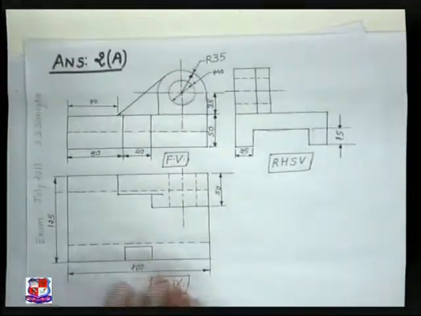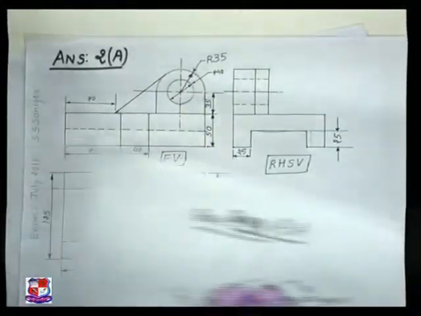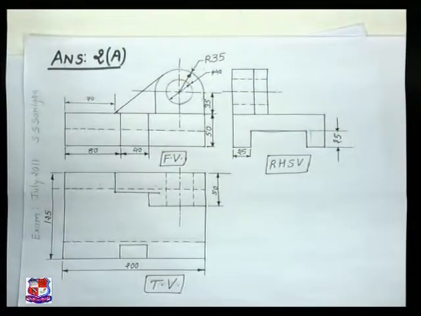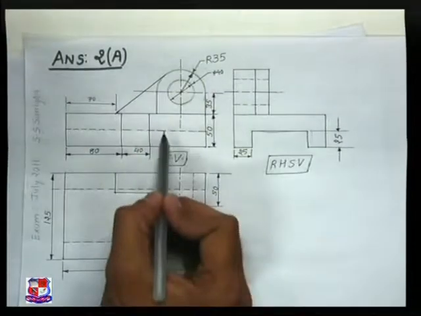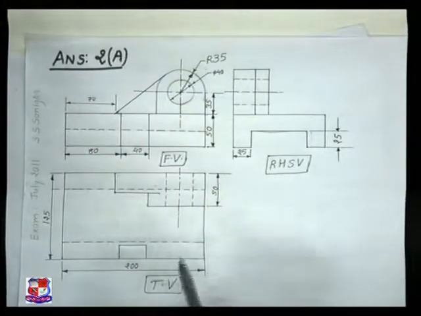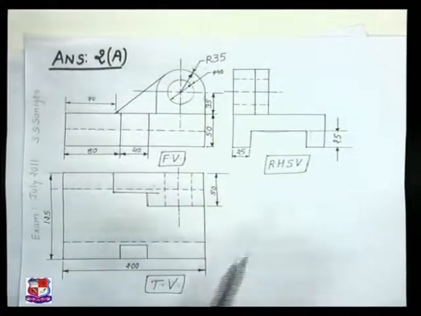So this is the solution of question number 2b, which is asked like this. This is the object and this is the solution of that object. First angle projection is to be employed. So front view, top view is drawn below front view, and right hand side view is drawn to the left side of this object.